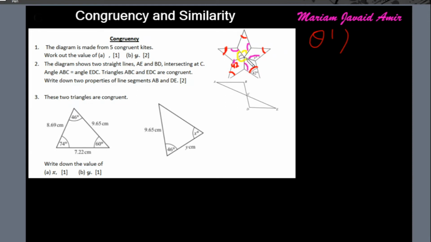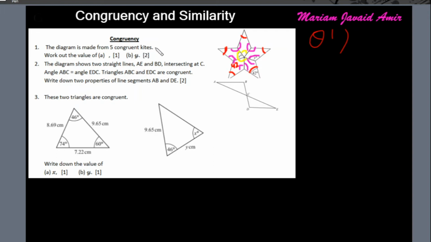Similarly, since the diagram is made of 5 congruent kites, for kites we also need to know that if this angle is y, then this angle is also y, because a kite has one line of symmetry, a vertical line of symmetry. So we have other angles of size y as well. This is also y, this is y. So all these purple angles are y because of congruency and because these shapes are kites.